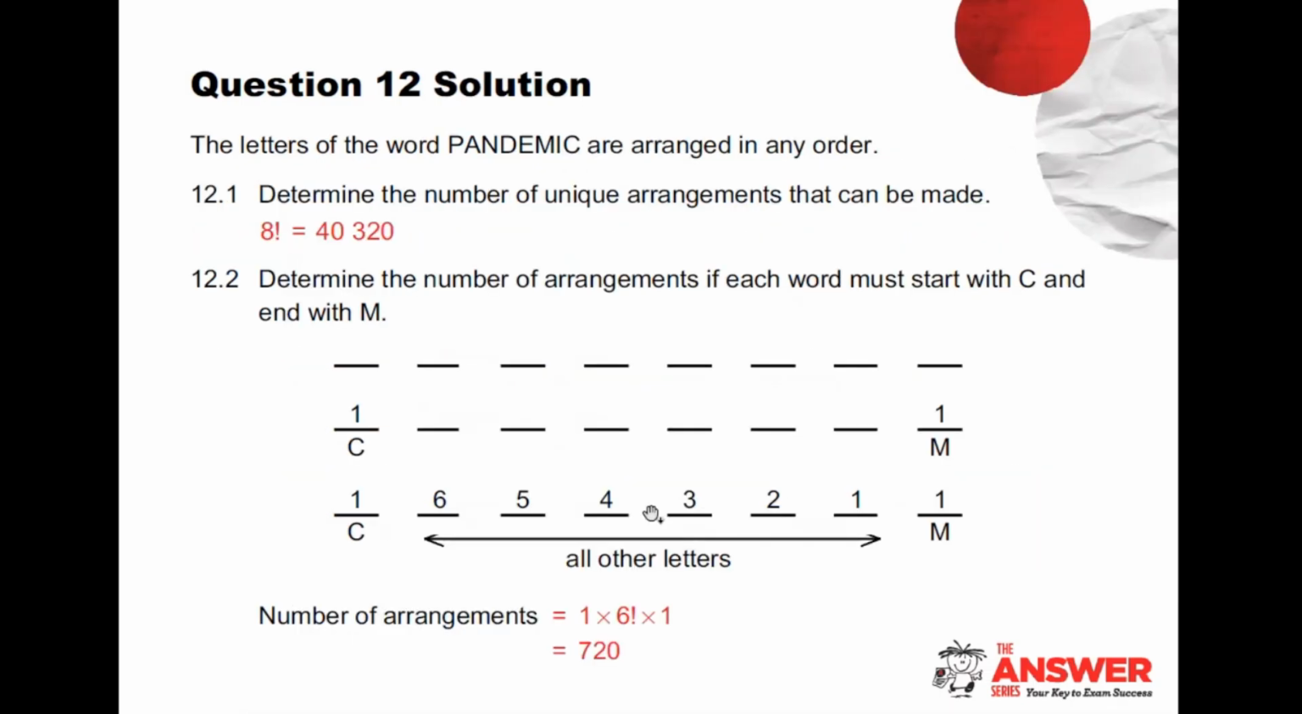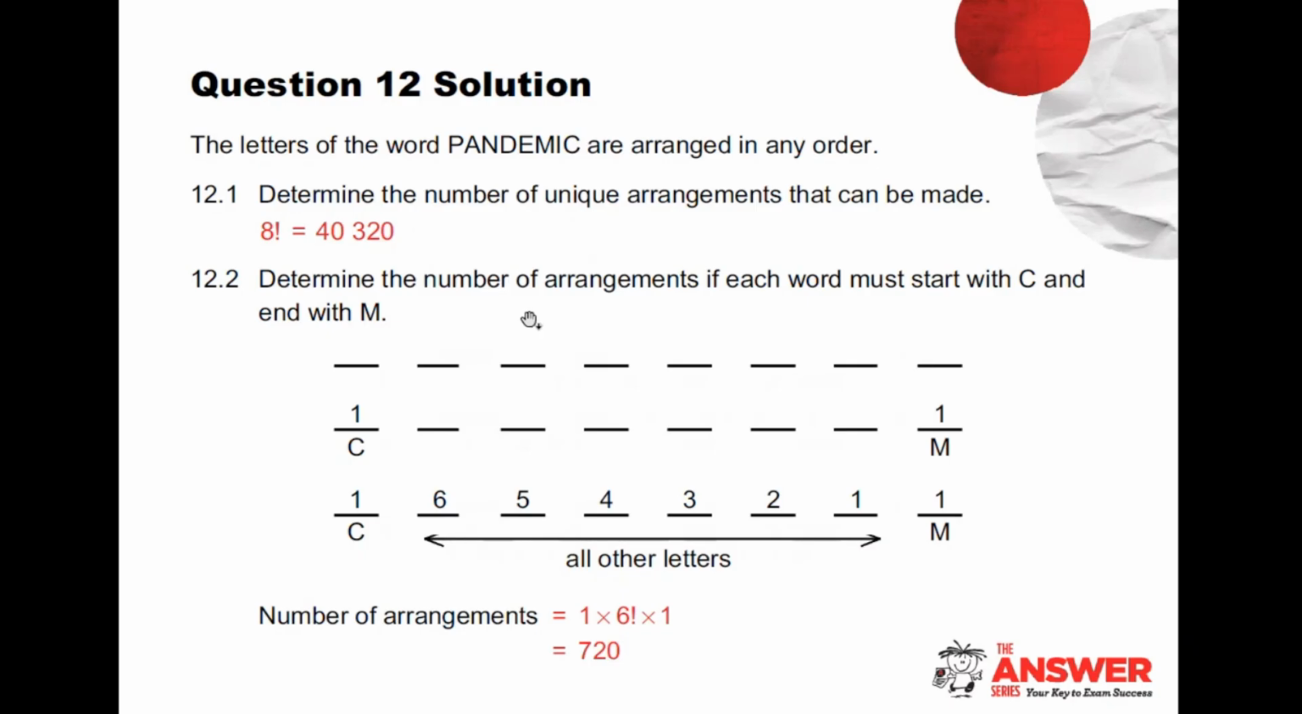Okay, my first question is straightforward. Determine the number of unique arrangements that can be made. There are 8 letters here. So how many letters can go in the first slot? 8. How many in the second slot? 7, 6, all the way down to 3, 2, 1. So it's just 8 factorial is the number of unique arrangements of those 8 letters. I cannot repeat letters. So I've got 8 letters. I need to use all 8 letters.